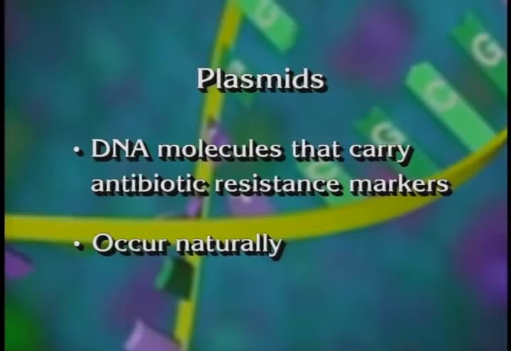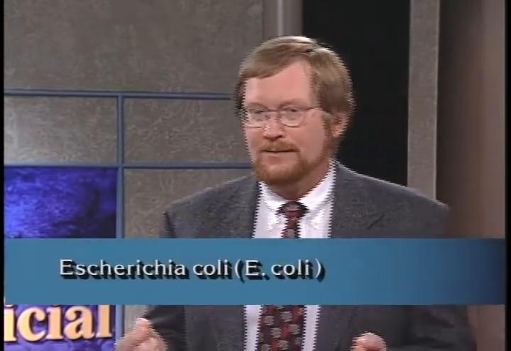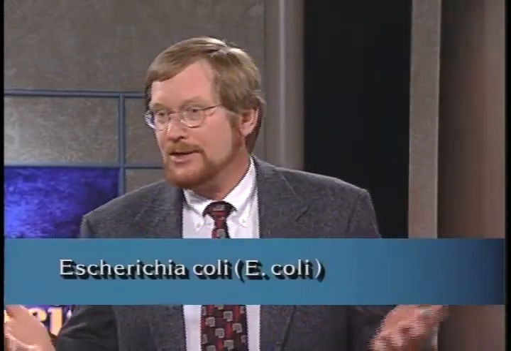Plasmids are DNA molecules that carry these resistance markers and naturally occur in nature. Gene cloning has allowed us to take those DNA plasmids and modify them or design them to carry or to transfer new DNA molecules into them. The bacteria that are most popular are called Escherichia coli. They were the first to be engineered or used for recombinant DNA, and they're still the lab favorite.